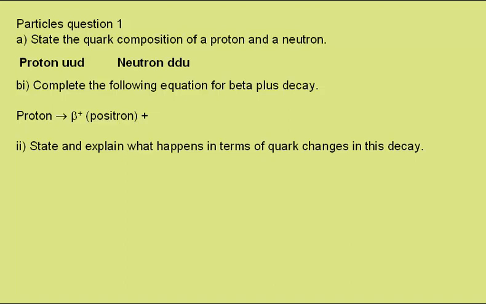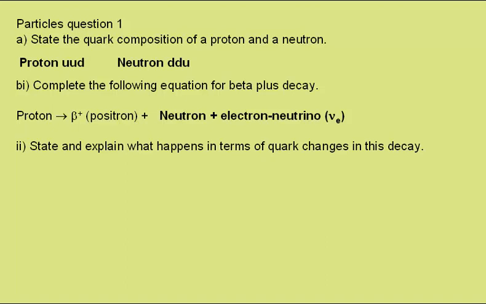Part B. Complete the following equation for beta plus decay. We're given that a proton turns into a beta plus or positron plus, well, it becomes a neutron and an electron neutrino, and I've given the symbol there for electron neutrino.